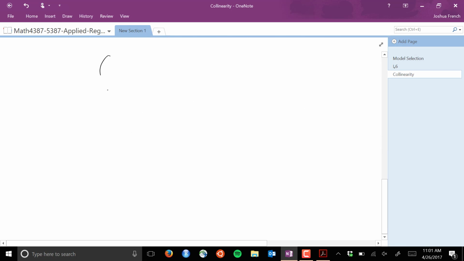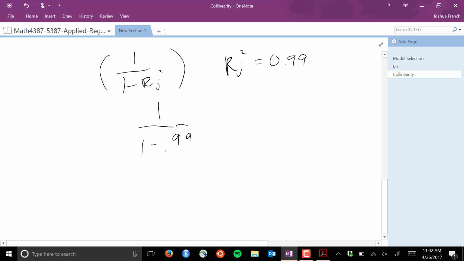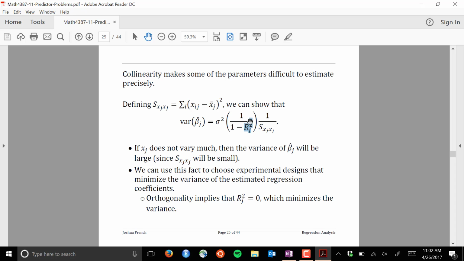If we're looking at 1 over 1 minus rj squared, let's say that rj squared is a very large number, like 0.99. So there's a very strong linear relationship between the jth regressor and all the other regressors. Well, if we plug that into our model here, we get 1 over 1 minus 0.99, which is 1 over 0.01, which is 100. Okay, which is a very large number. So when we multiply that by sigma squared, we're going to get a very large estimated variance of beta j hat. So if rj squared is large, this is a problem.